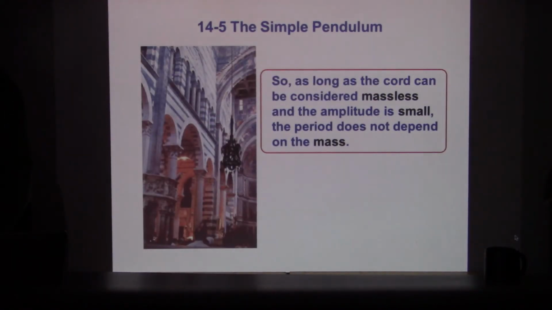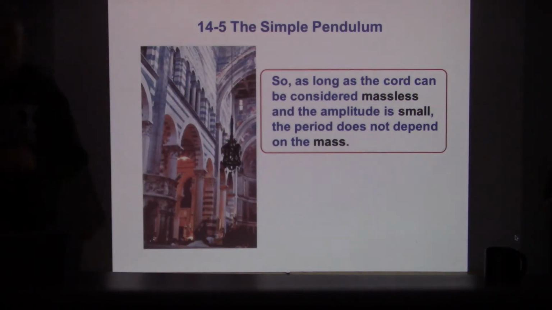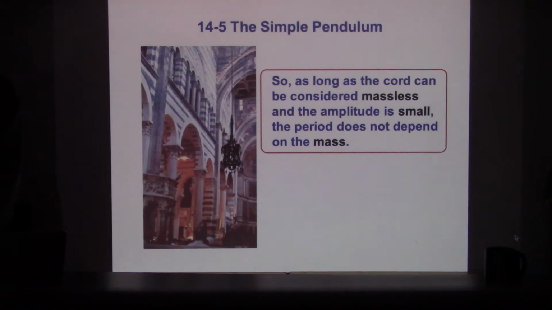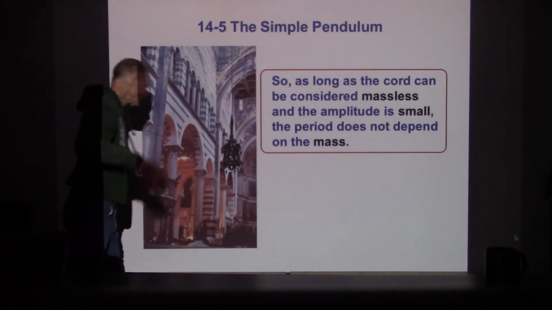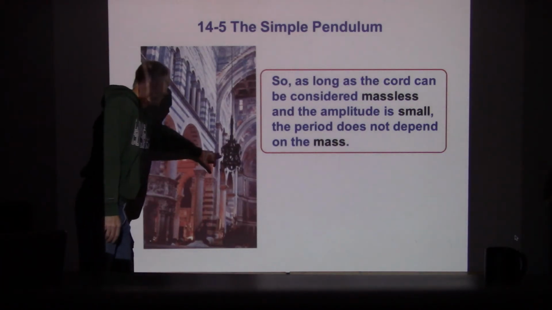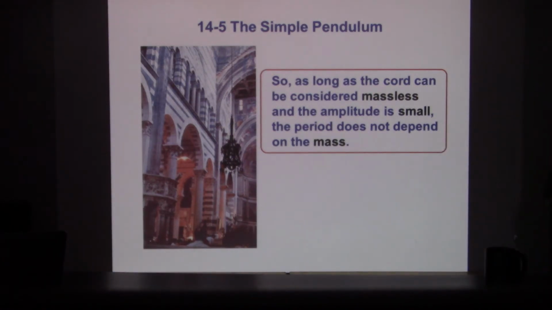All right, so here's a simple pendulum. Here's a chandelier. The cord is being considered as negligible mass. The amplitude is small, and the period's not going to depend on the mass. So for a pendulum, it turns out that the mass effects cancel out. The story is that Galileo Galilei in church wasn't really paying attention to what was being said. Instead, Galilei realized that he could use his pulse as a timer. His pulse, you know, was about 1 second, I guess, for each heartbeat.